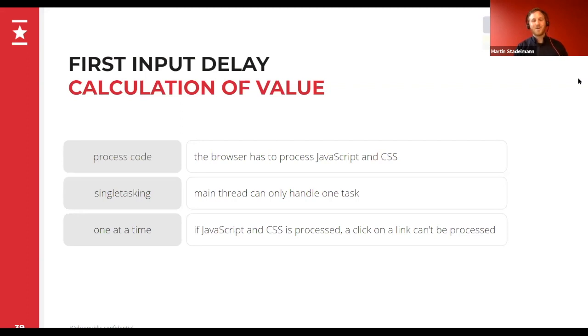And there we are right at the 3rd step. So if the main thread is processing the JavaScript and CSS, it cannot process a user interactivity such as a click on a button at the same time. So ideally, such an interactivity can be done within 100 milliseconds.